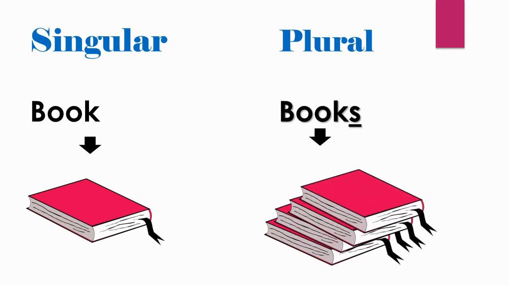Let us see some examples of it. For example, book, books. Can you all see the number of books in the plural column? Yes, there are 4 books. So, it is more than 1, and that's why it is the plural form of noun.